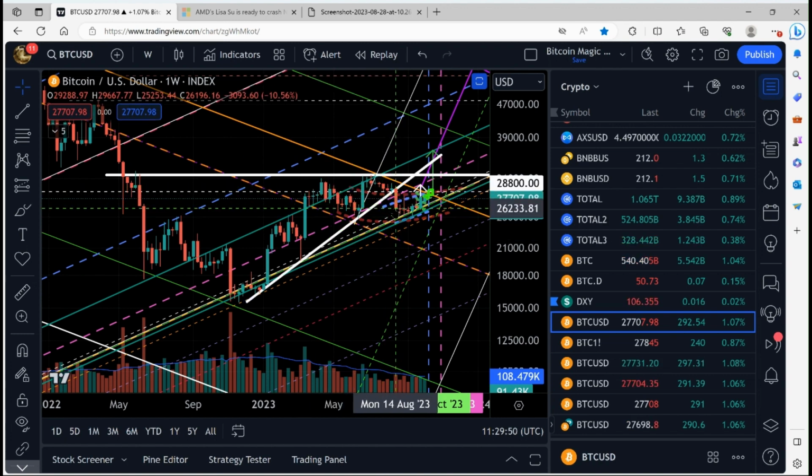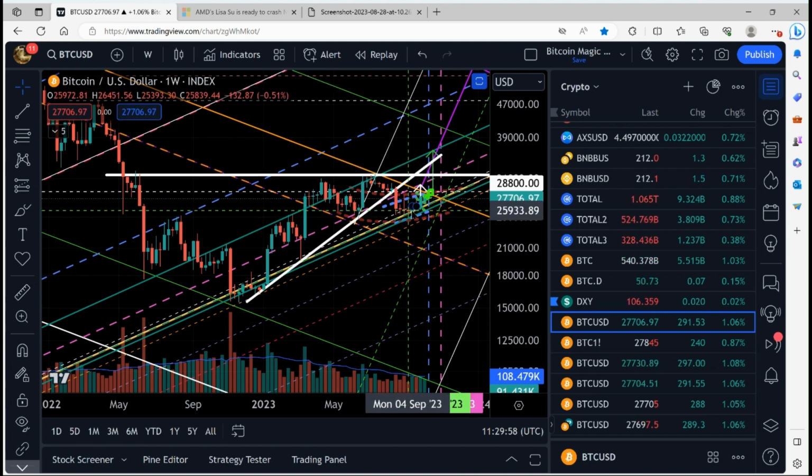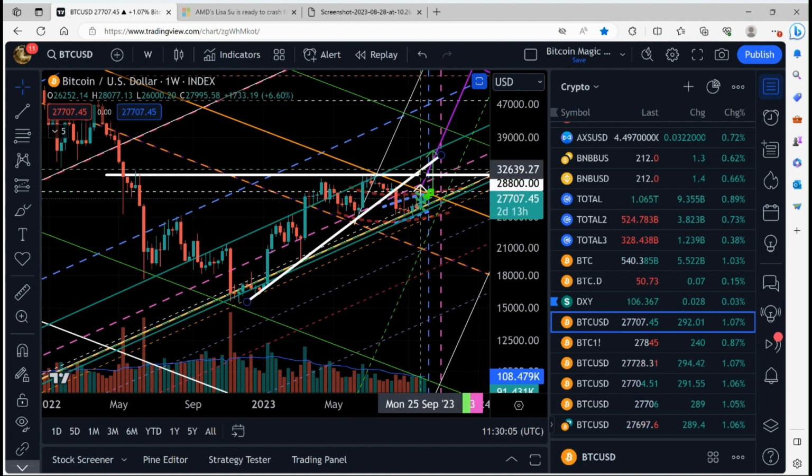They knew they could take us down here. I called this out. I'm like, they're dumping on us. It was a major dump by the whales because we have to follow the pattern. So let's remove this white line. That's false.